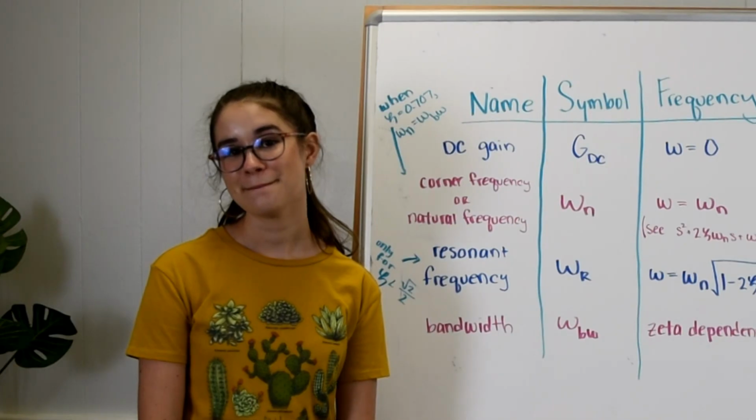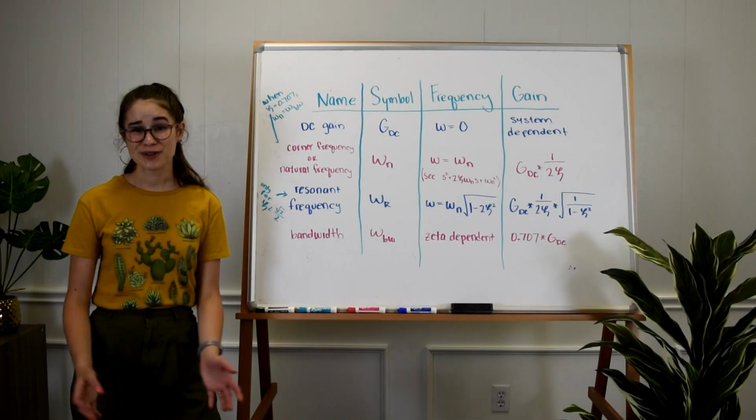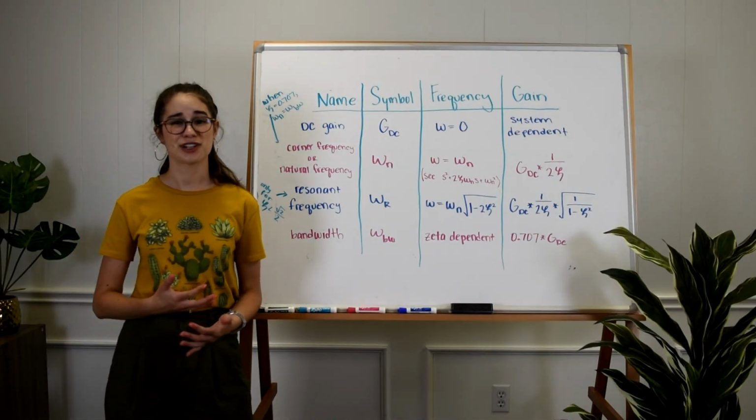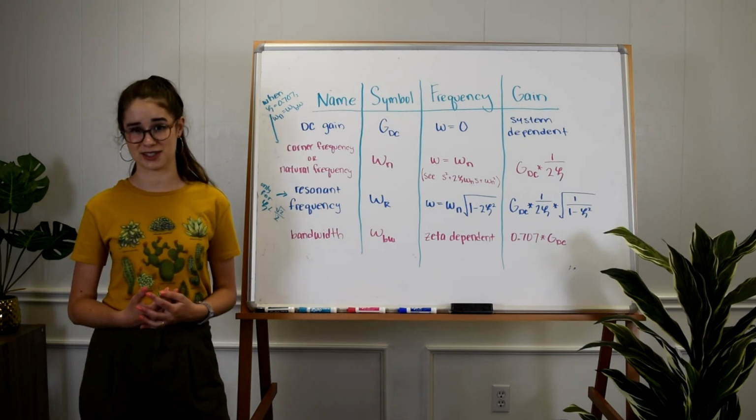So there you have it. Bears beats Bode plot basics. Hopefully this helped shed some light on how to read Bode plots and on how to set them up for first and second order systems.